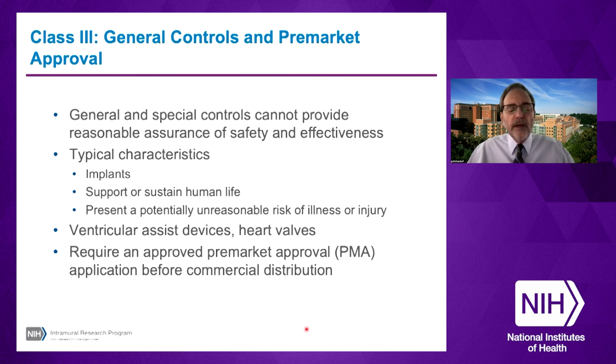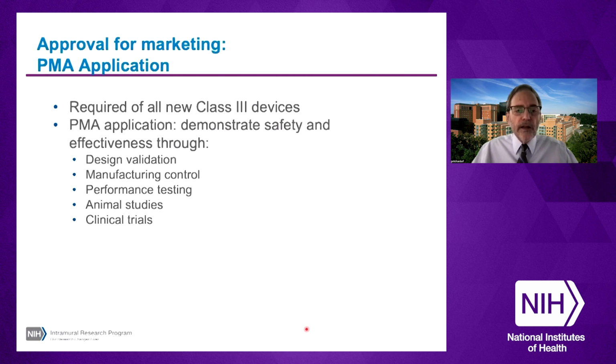Typically, these are going to be implants, heart valves, for example, or devices that support or sustain human life, like a ventricular assist device, which is an implant that takes over the work of the heart pumping the blood. And these are ones that potentially present an unreasonable risk of illness or injury. So for these products to get to market, these require an approved pre-market approval, or PMA application, before they can go into commercial distribution. So these are required of all Class 3 devices.